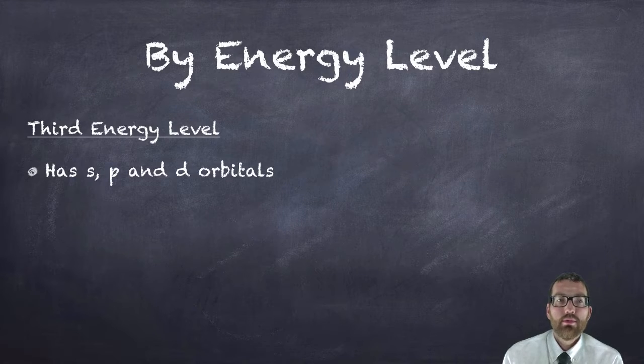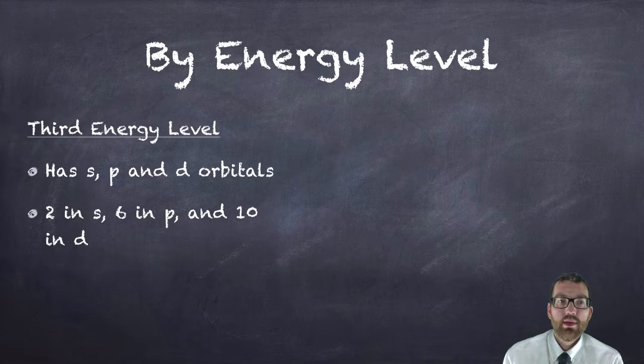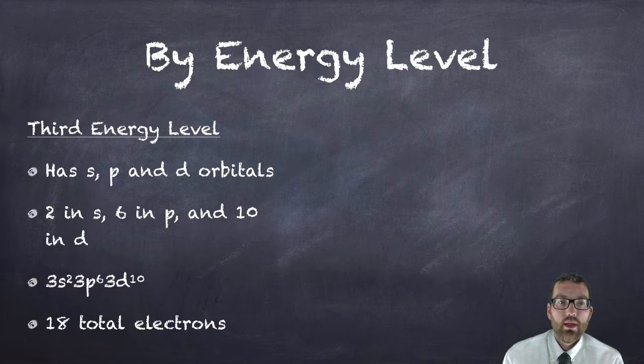In the third energy level, you have S, P, and D orbitals available. You can have 2 in the S, 6 in the P, and 10 in the D. This is what the third energy level's electron configuration would look like if it was completely filled. And it would have 18 total electrons.